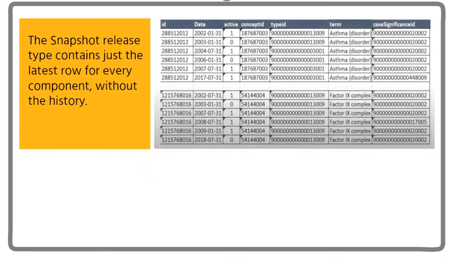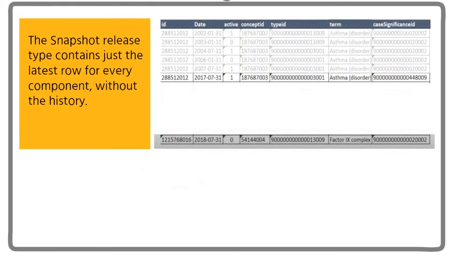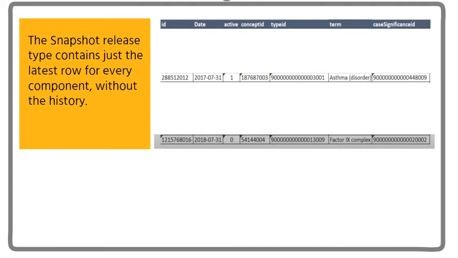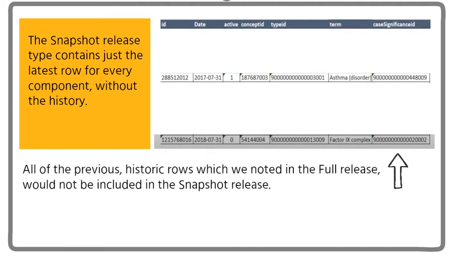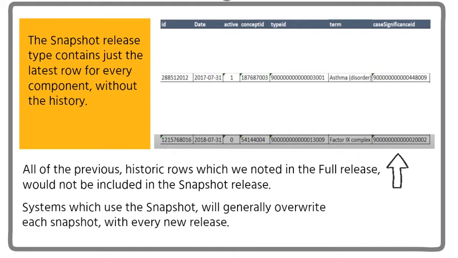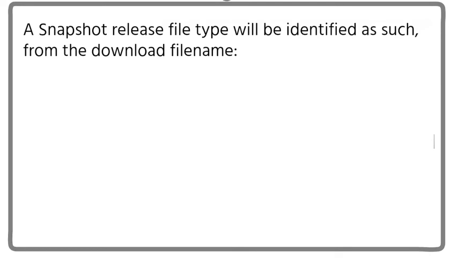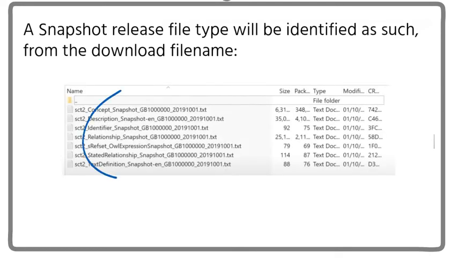The snapshot release type contains just the latest row for every component without the history. All of the previous historic rows which we noted in the full release would not be included. Systems which use the snapshot will generally overwrite each snapshot with every new release. A snapshot release file type will be identified as such from the file name.